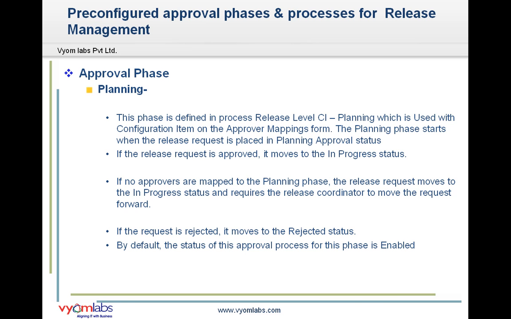The next approval phase is planning. This phase is defined in process release level CI planning, which is used with the configuration item on the approval mapping form. The planning phase starts when the release request is placed in planning approval status. If that request gets approved, it moves to the in progress status. If that request is rejected, it moves to the rejected status. And if we have not mapped any approvers in the approval mapping form, the release request moves to the in progress status and requires the release coordinator to move the request forward.